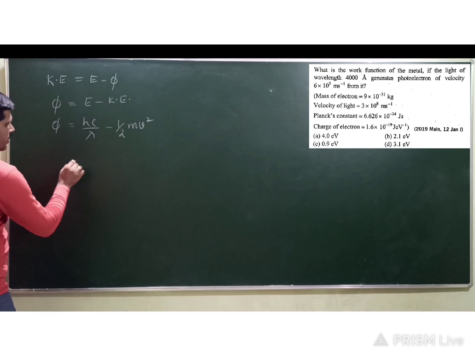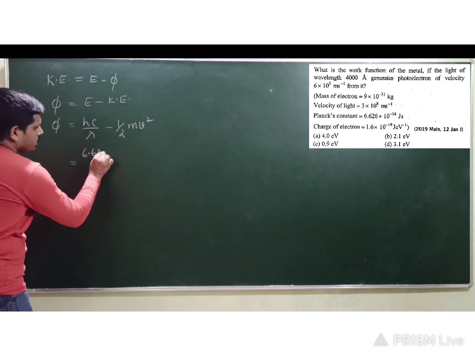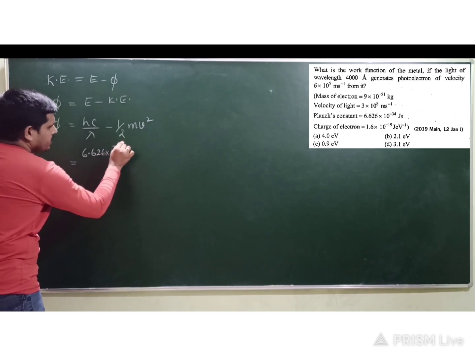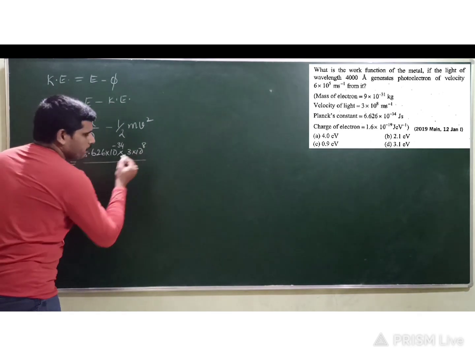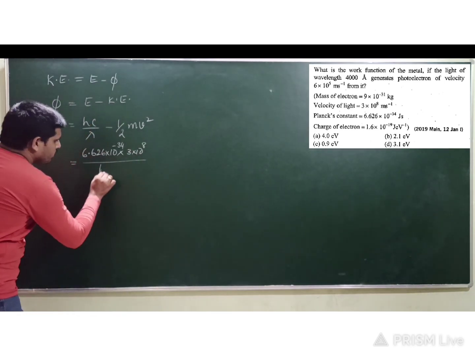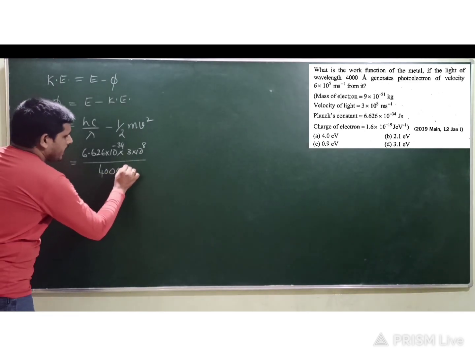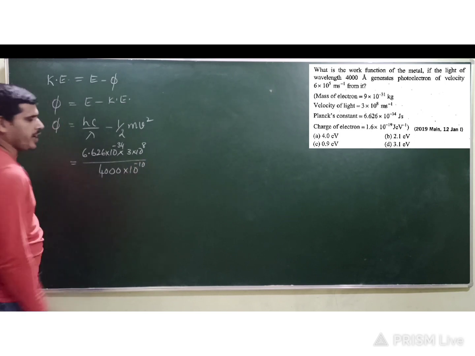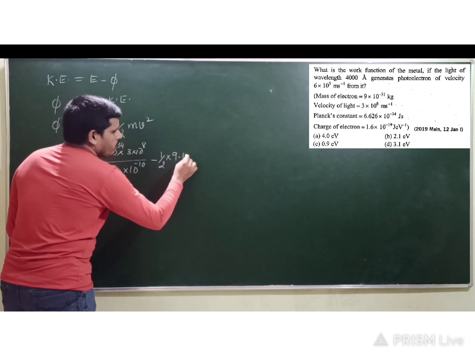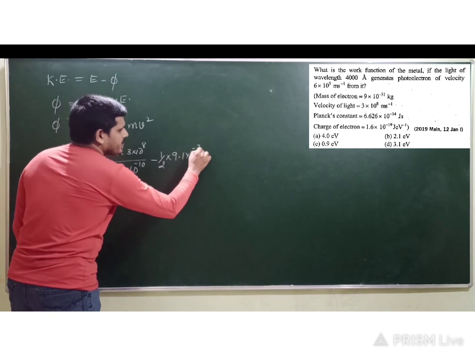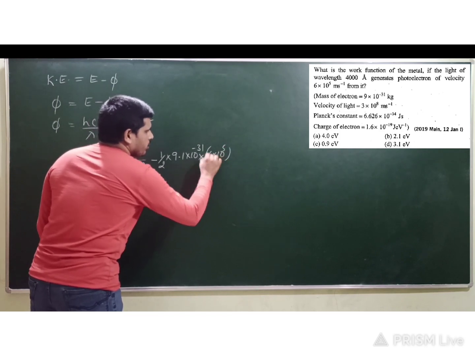Is that okay? Now that is equal to, you substitute the respective values, constants. 6.626 into 10 to the power minus 34, into c, 3 into 10 to the power 8, isn't it? Divided by lambda, which is 4000, am I right? 4000 angstrom units, so 10 to the power minus 10, minus half into m, which is 9.1 into 10 to the power minus 31 kg. What is velocity? 6 into 10 to the power 5, the whole square.